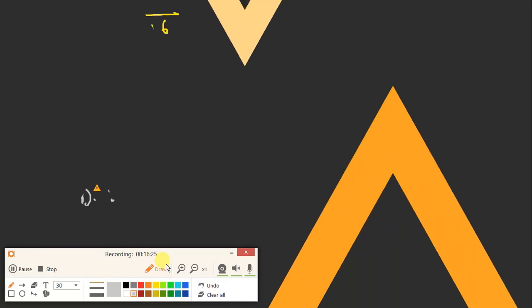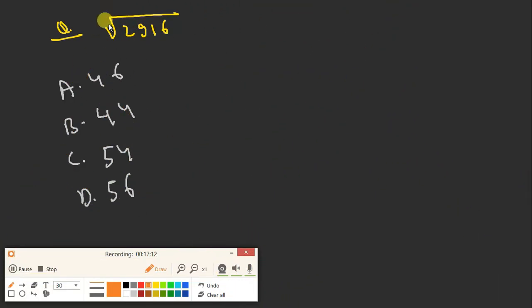Now let's take another question. See friends, this is the question given to you and it is an MCQ question. You have 4 options and you have to tick one. So it's very much easier for you now. Now what will you do?